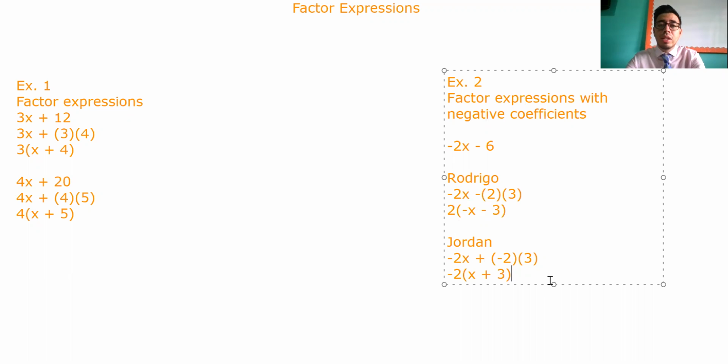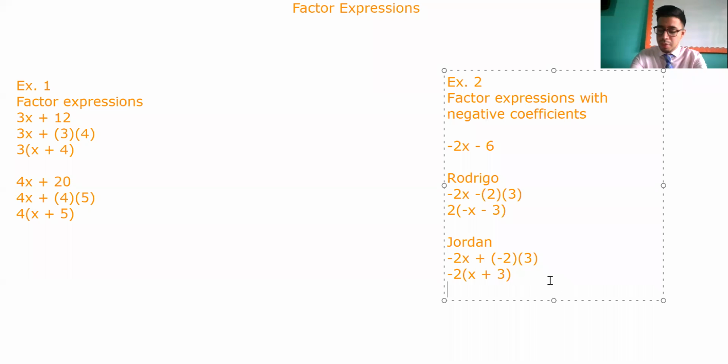So we can say that both of them are correct, okay? Rodrigo and Jordan are correct. So both of them are correct in the way they factor the expression. The difference is that one of them uses negative numbers and the other one uses the positive one, okay? That's the only difference that you have in here and in here. But remember, when you multiply, you are going to obtain the same because the sign is going to be negative.